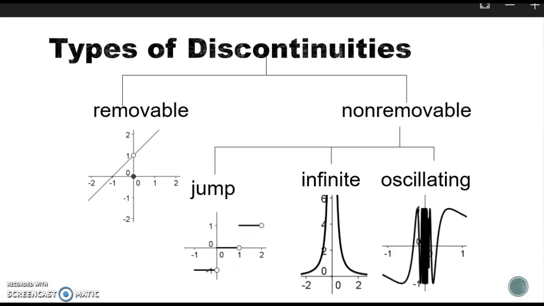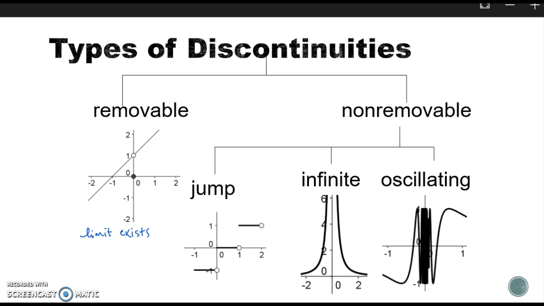There are 4 ways that a function can be discontinuous, and the two main ways are removable or non-removable. A removable discontinuity means that the limit exists, but the function does not match. Either the first part of the continuity test or the last part fails. But for removable discontinuity, that's the only one.